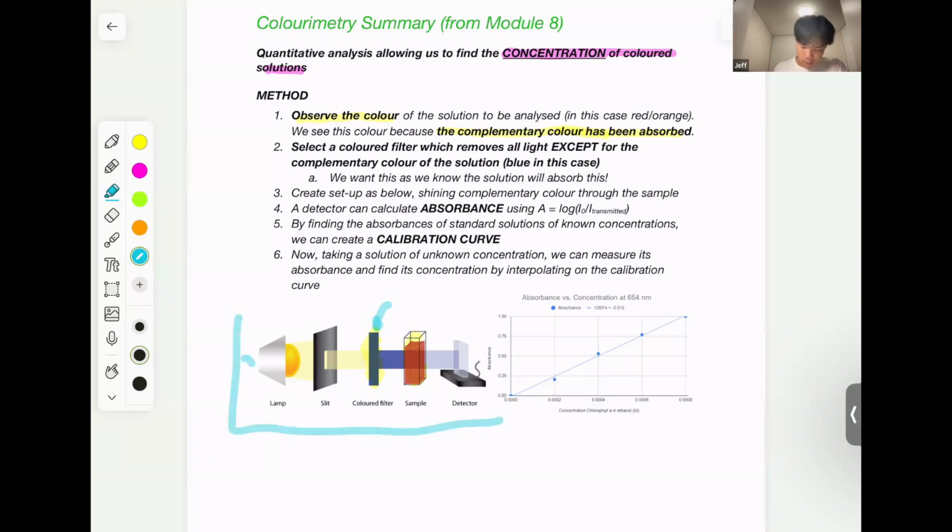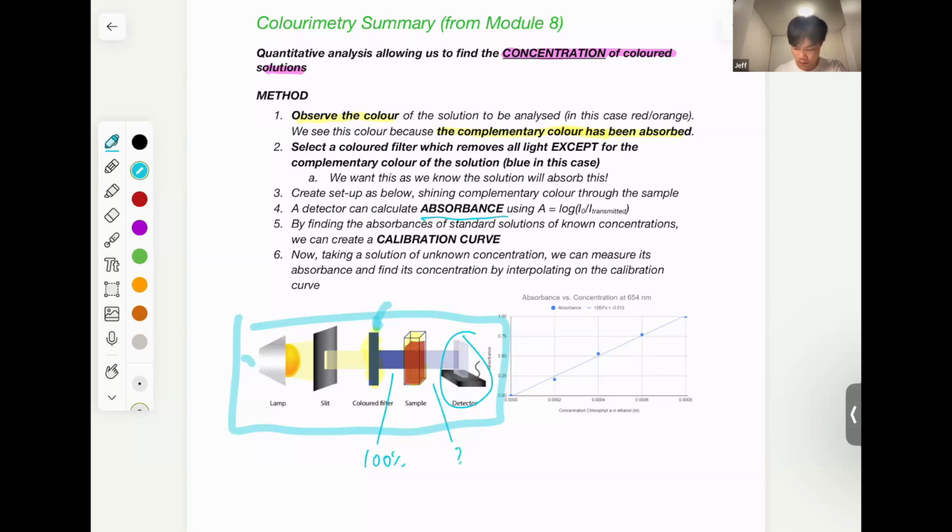You then create this setup and set up a detector at the end. And the detector can calculate absorbance, which is how much light is being absorbed by the sample, where 100% of light exists before the sample, and then some smaller percent exists after. Say it might be 10% after 90% is absorbed. So your absorbance is defined as the log of the intensity before divided by the intensity after. And you don't have to do these calculations till mod 8.